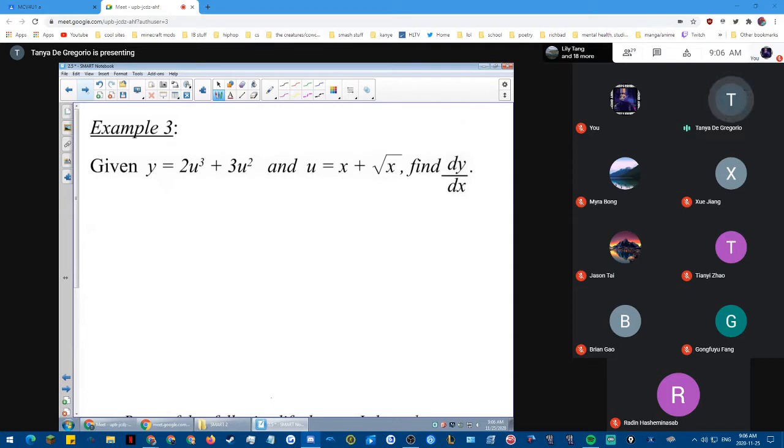Okay, here we go. Here are my 2 functions, and I want to find dy dx. So what do I have to do first?